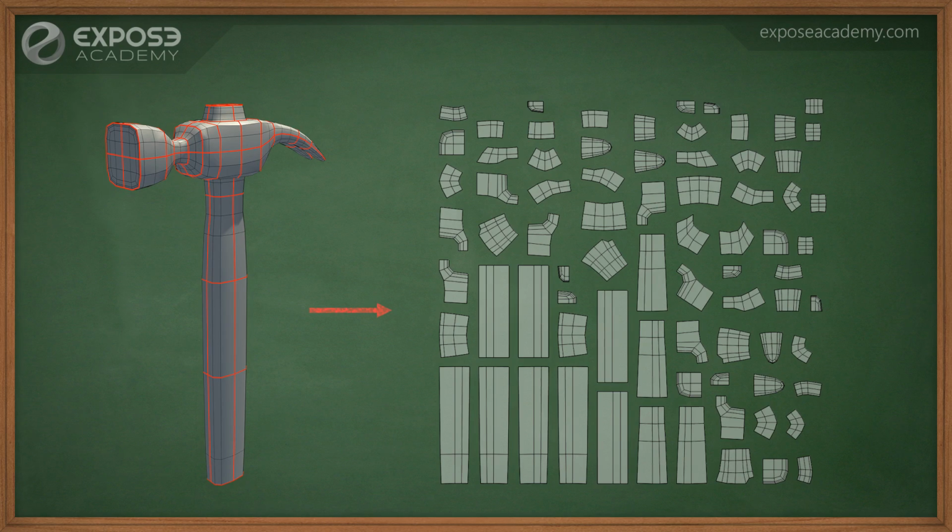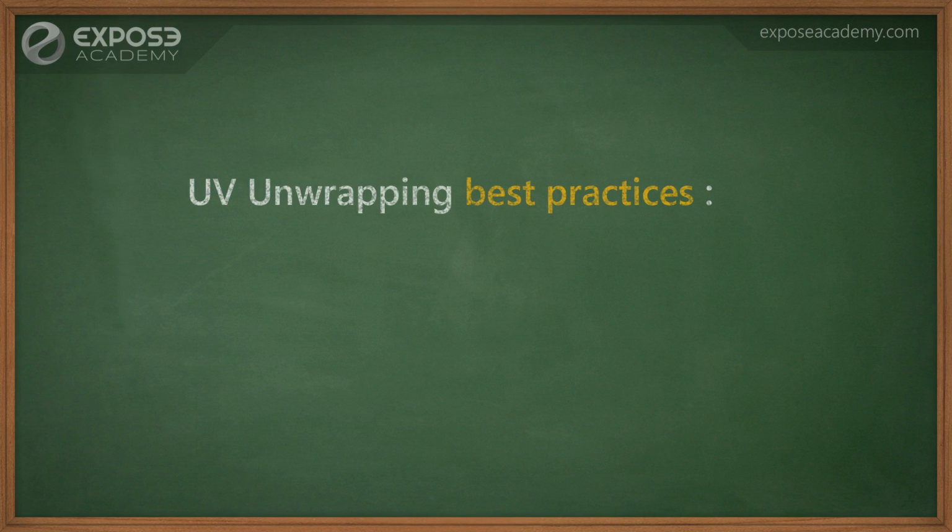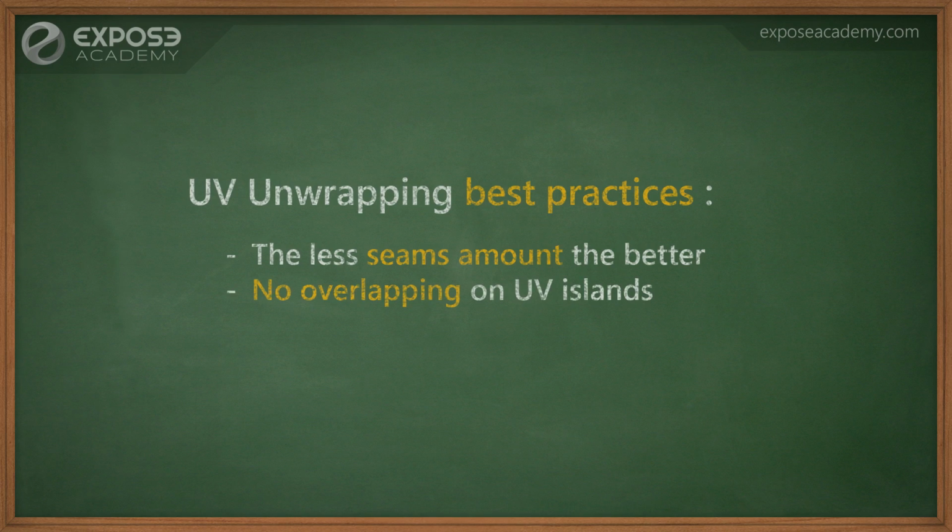Why? Because when we export this UV layout to Photoshop, for example, we will have a very hard time to texture it. So, a good practice of UV unwrapping follows these criteria. First, they need to have the smallest amount of seams possible, because the bigger the UV island when texturing is better. Second, there should be no overlapping on the UV islands.